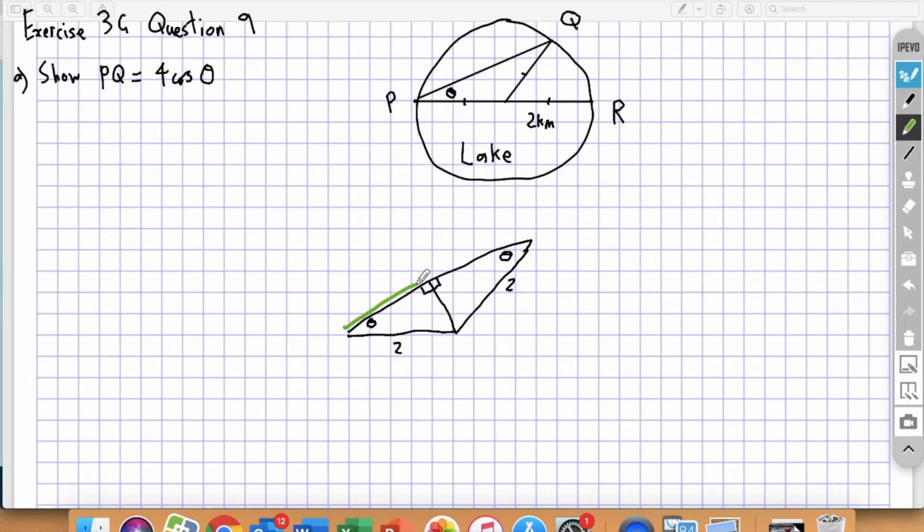If you recall that cos theta equals adjacent divided by hypotenuse, we're looking for the adjacent. The adjacent is cos of theta times the hypotenuse. Hypotenuse is 2. So we have 2 lots of 2 cos theta, and that equals 4 cos theta. Okay, so that is part 1 done.